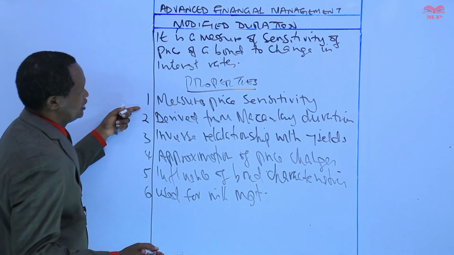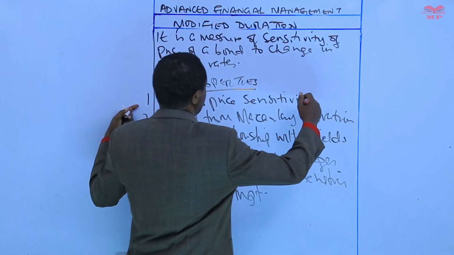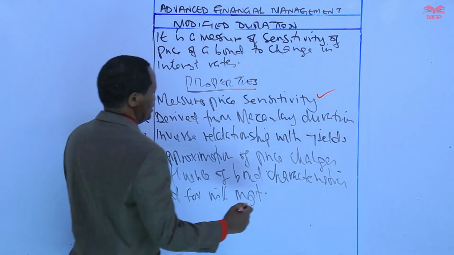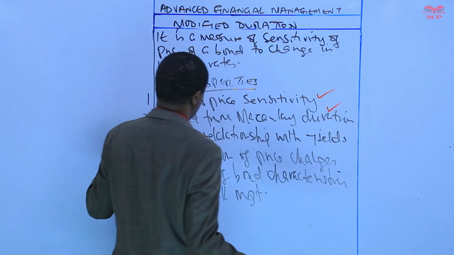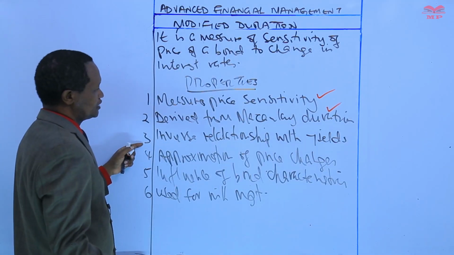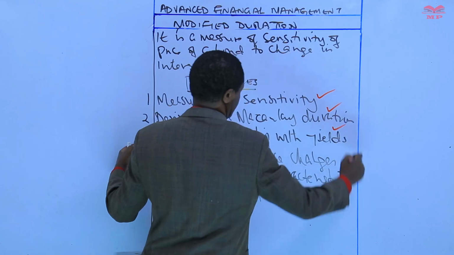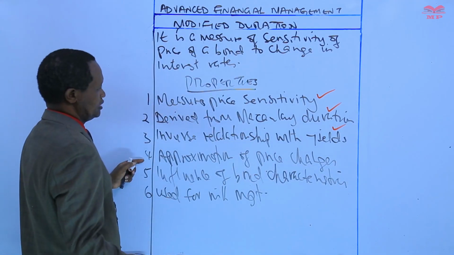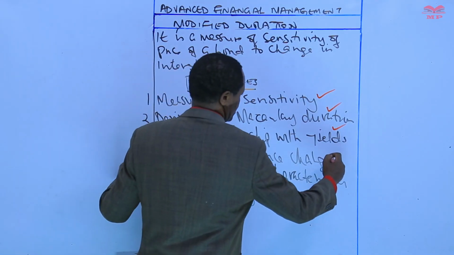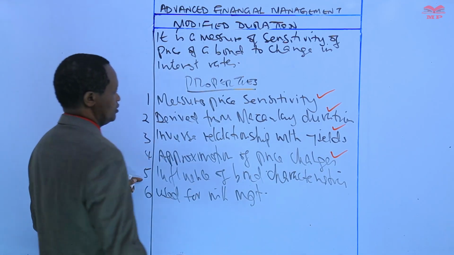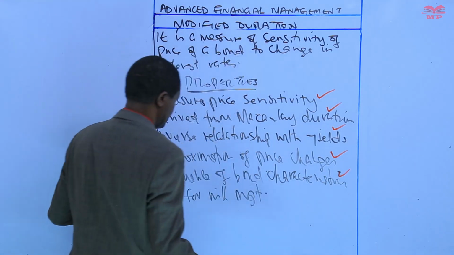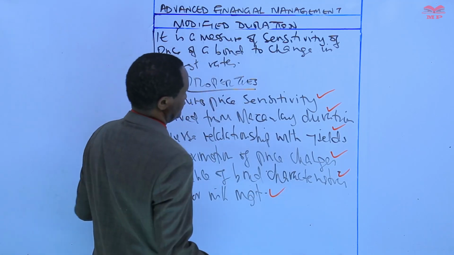So the first feature here is in relation to price sensitivity. It measures price sensitivity. Number 2, it is derived from Macaulay duration. Number 3, it has an inverse relationship with yields. Number 4, approximation of price changes. It is used to approximate price changes. Number 5, it has an influence of bond characteristics. And lastly, it's used for risk management.